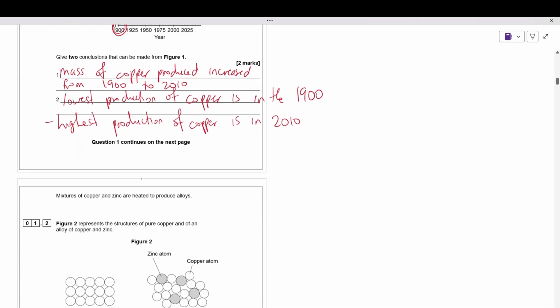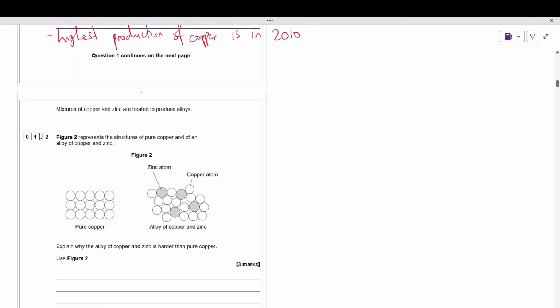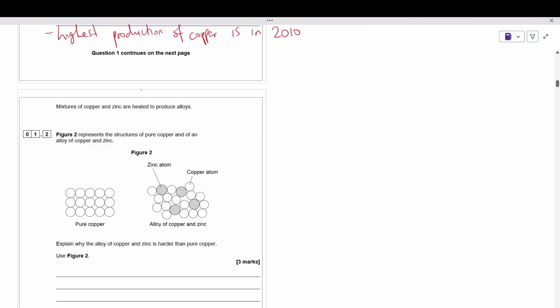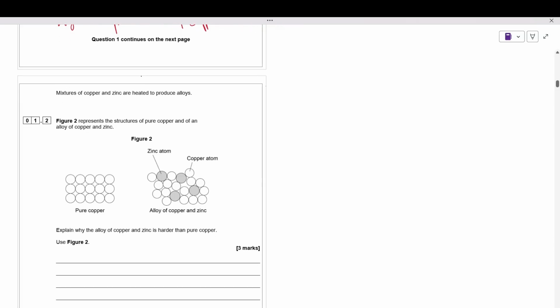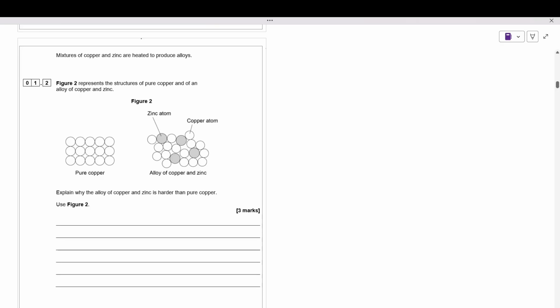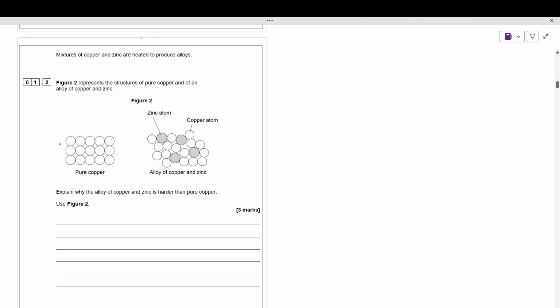And those are simple conclusions that we can make just by looking at a graph such as this. As we move on, it's about a mixture of copper and zinc. So we're going to heat that to produce an alloy. Figure 2 shows the structure of pure copper and of an alloy of copper and zinc. So we're going to explore these and explain why the alloy of copper and zinc is harder than pure copper. If we're looking at this, we can see that pure copper has atoms in regular lattices. So they're in regular rows, which means that if I apply pressure here, this row will simply slide over. And that's easy for it to be done.